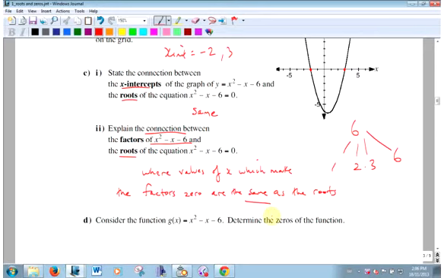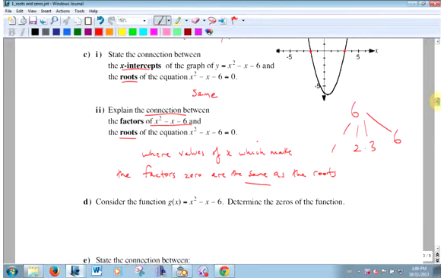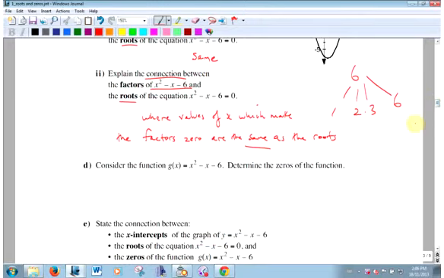Have I written that word a couple times today already? Same. Same? I don't think so either. Okay. Where values of x, no, let's skip the word where. I'm talking French. Values of x which make the factor 0 are the same as the roots. Okay?